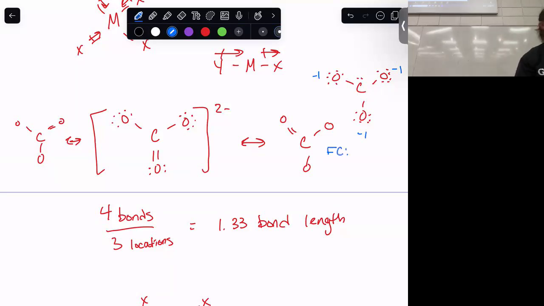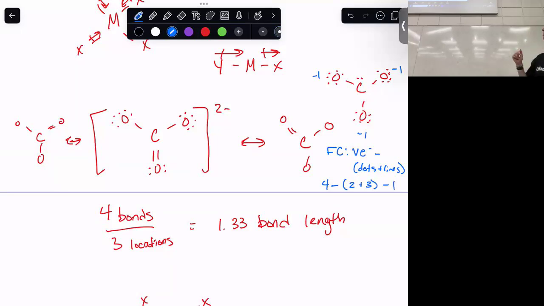What's the formal charge formula? Okay, so if we're looking at carbon, how many valence electrons do we have for carbon? We have 4. How many dots does it have? 2. How many lines does it have? 3. So what's our formal charge?